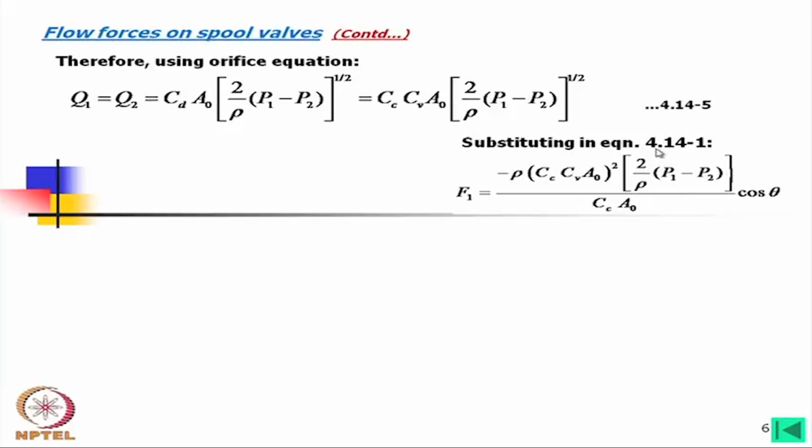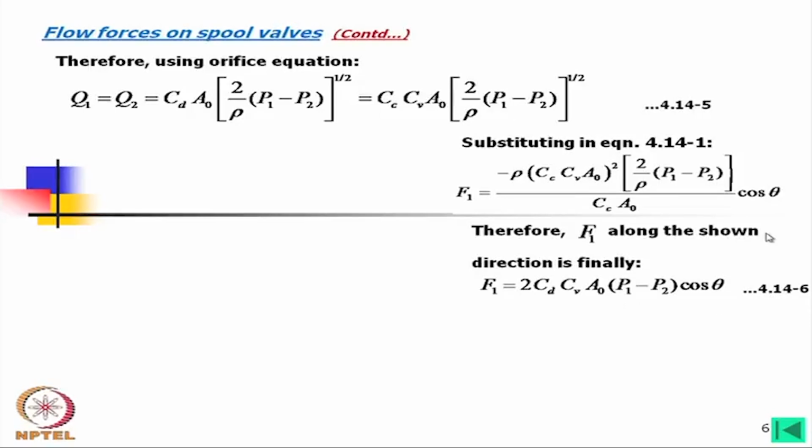Now, this we substitute in equation 4.14, the first equation which we considered for the Fj. Then from there we can calculate that F1 is equal to Cc Cv A0 whole square in 2 by rho (P1 minus P2) divided by Cc A0 minus rho. This derivation I have not shown, but if you substitute there, automatically you will arrive at this. Okay. Now, therefore, F1 along the shown direction is finally, if we further equate this, then we will have 2 Cd Cc Cv A0 (P1 minus P2) into cos theta. Here of course, a minus sign will be there for the direction we have taken. Okay.